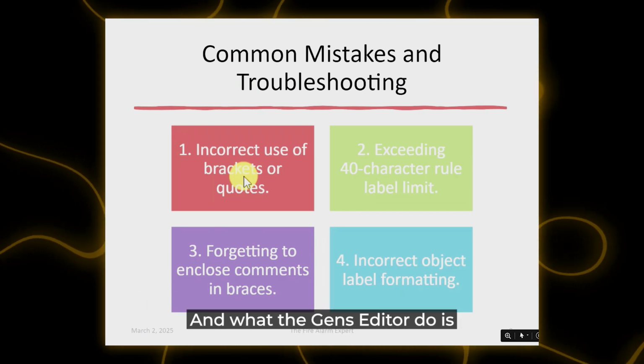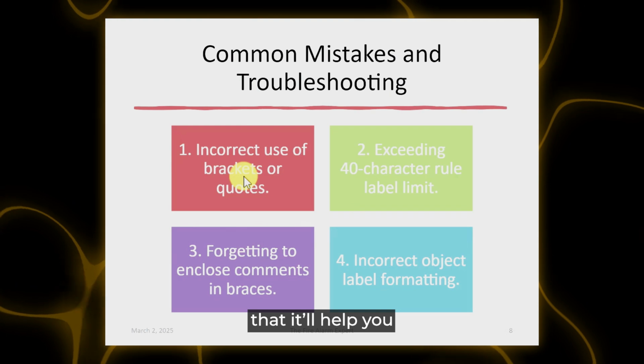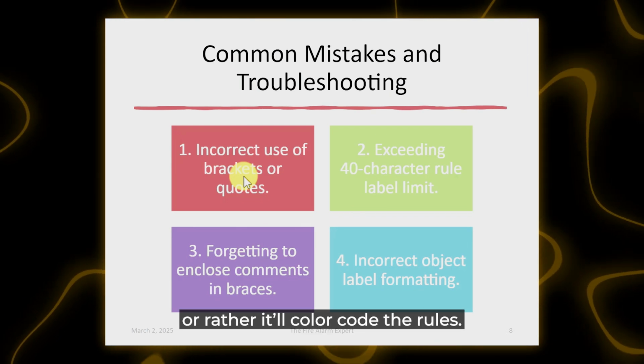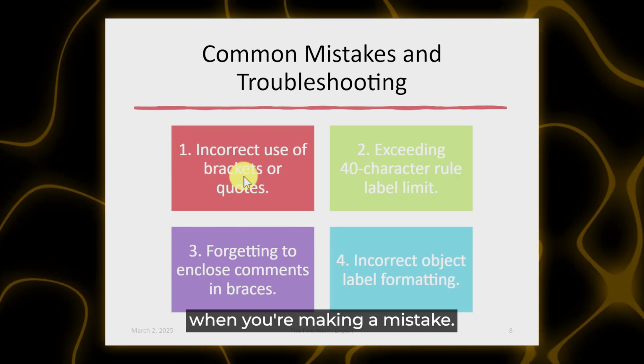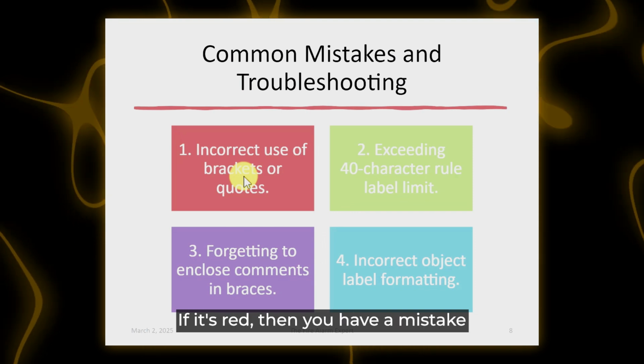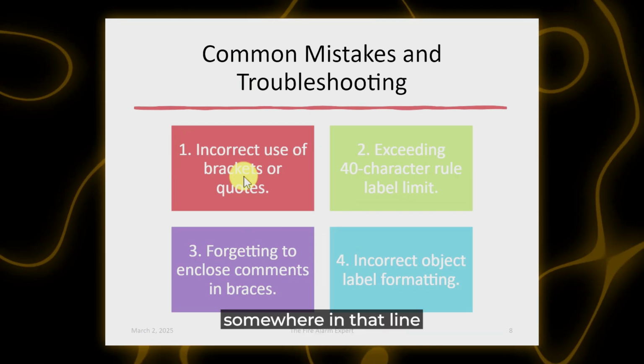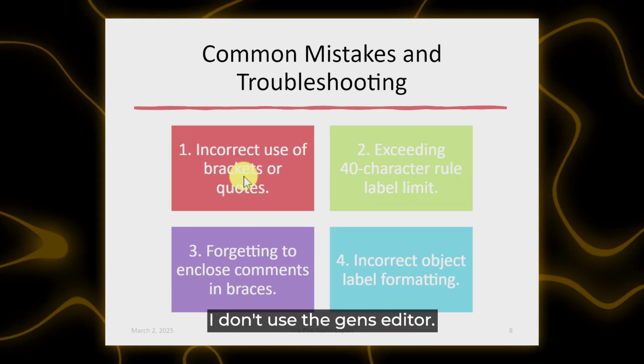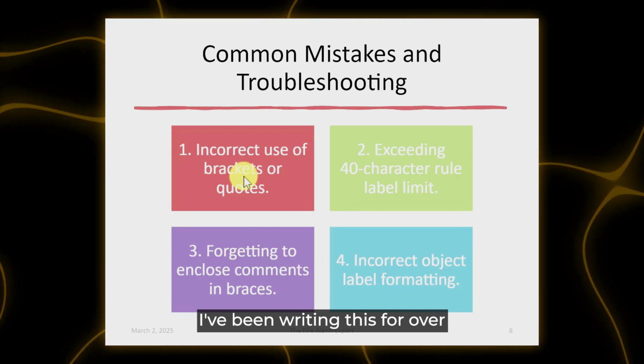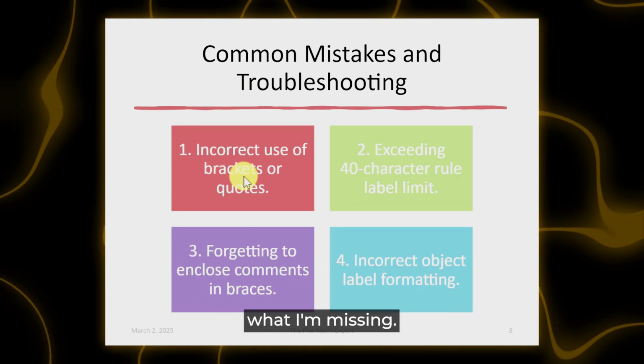And what the Gens Editor does is that it'll color code the rules so that way you know when you're making a mistake. If it's blue, then it's good. If it's red, then you have a mistake somewhere in that line and you have to fix it. I don't use the Gens Editor. I've been writing this for over 20 years, so I kind of understand what I'm missing.